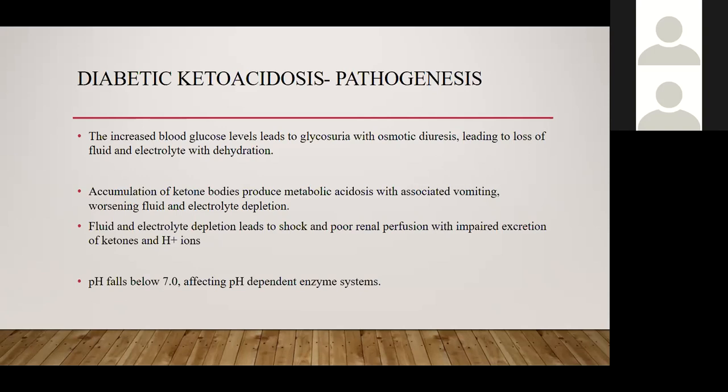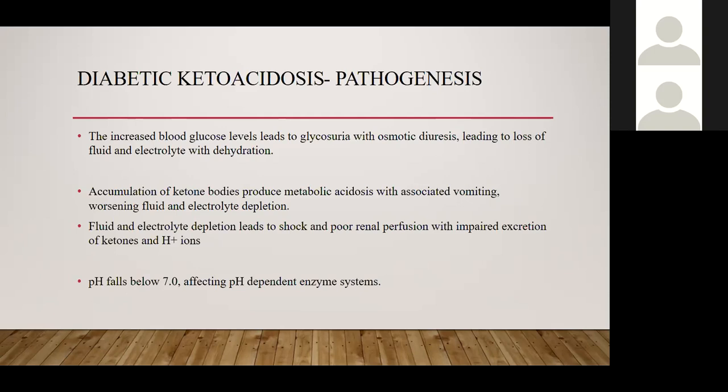And two, once you break down these fatty acids and you start accumulating ketone bodies, your body is going to develop what we call metabolic acidosis. Metabolic acidosis means that you have increased acidic levels, or decreased pH levels, secondary to a metabolic process. And this metabolic acidosis will usually come with vomiting, and this vomiting would worsen the fluid and electrolyte depletion.